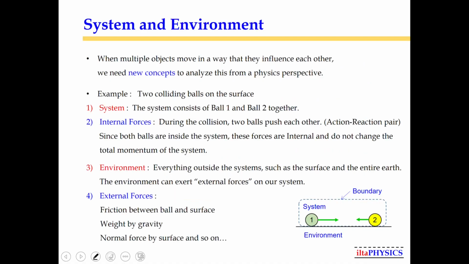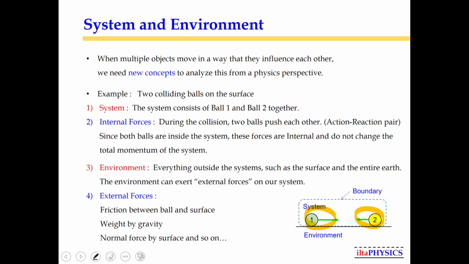Up until now, we've been analyzing the motion of a single object in terms of position, velocity, and acceleration. However, if two or more objects are moving while interacting with each other, we need to introduce the concepts of a system and an environment to make the analysis easier. Let me explain this with an example. Look at the image on the bottom right where two balls are moving toward each other and colliding. In this motion, our interest lies in things like the position and velocity of these two balls.